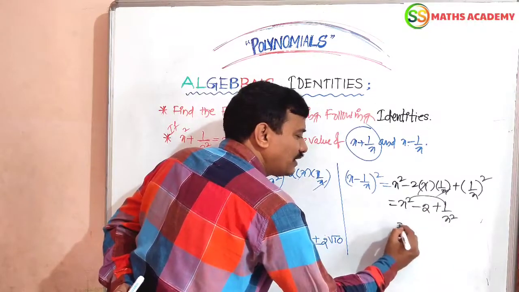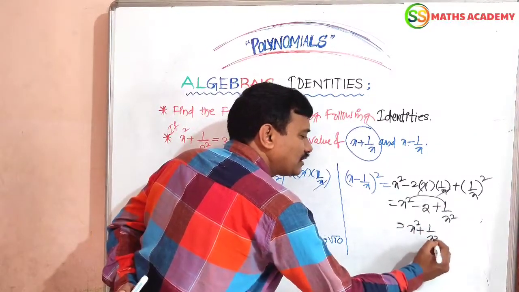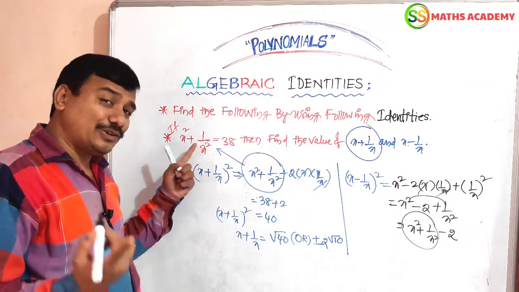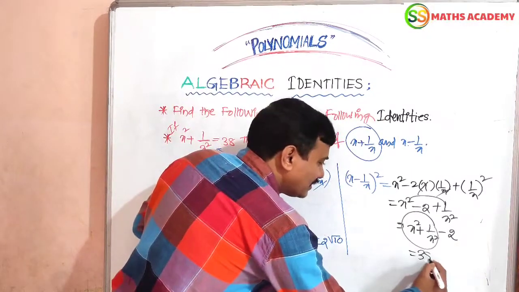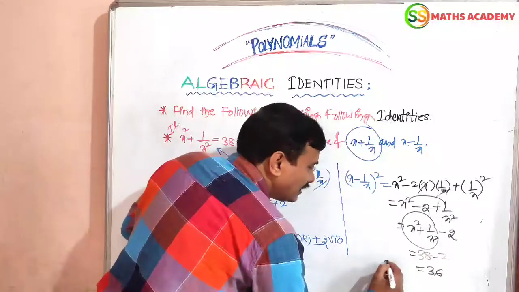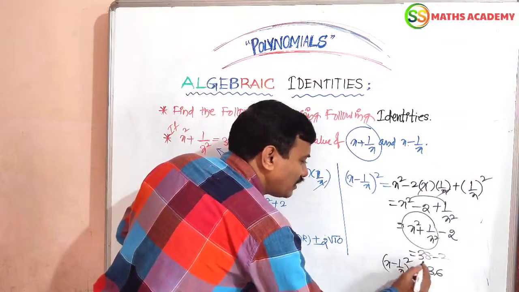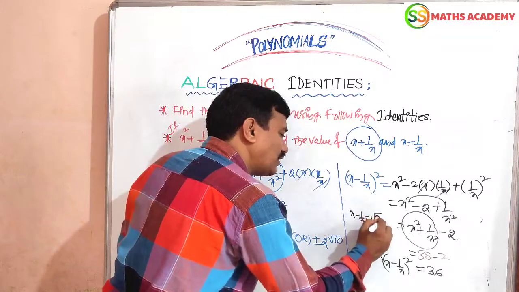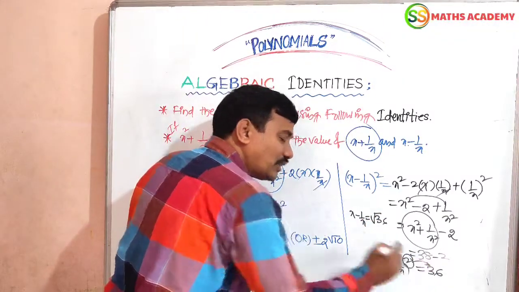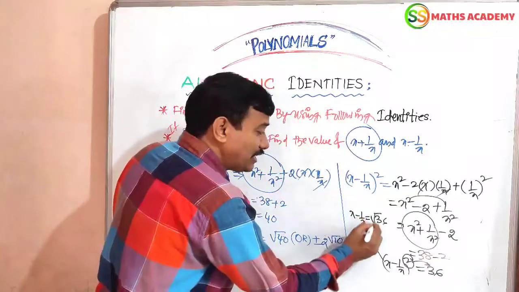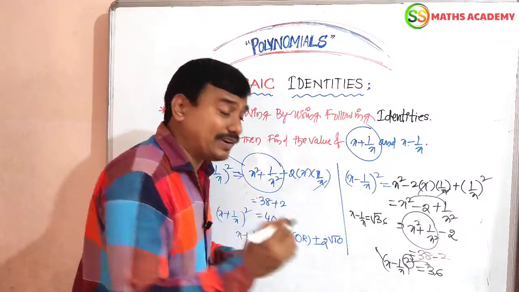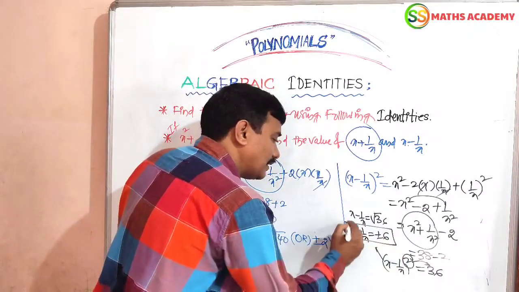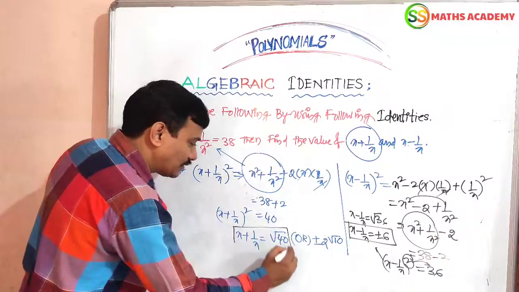You write these two terms on one side: x square plus 1 by x square minus 2. Yes, x square plus 1 by x square equals 38. Substitute. Yes, 36. This is the value of x minus 1 by x whole square equals 36, which means x minus 1 by x equals square root of 36, because this power 2 transfers to the right side and becomes a square root. Now x minus 1 by x equals plus or minus root 36, so x minus 1 by x equals plus or minus 6. This is your answer.